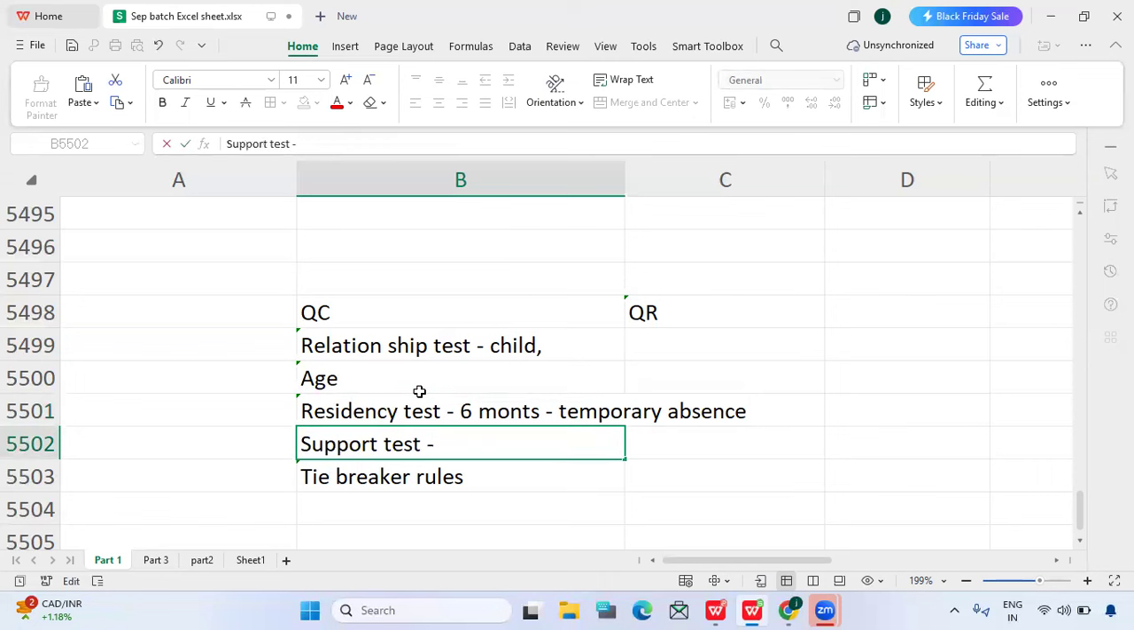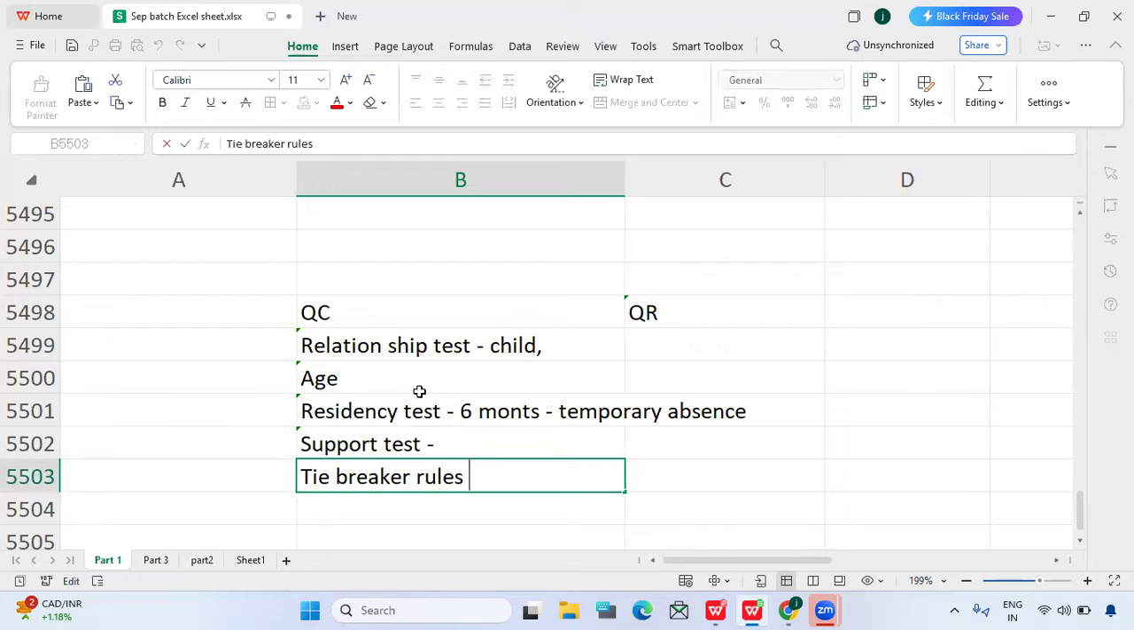Support test. The child should not support more than 50%. Exactly. The wording is important. The child himself should not provide more than 50% of his own support, but anyone can give. So this is very, very, very important. The basic difference between qualifying children and qualifying relative is the support test. The child himself should not provide, but anyone can provide.